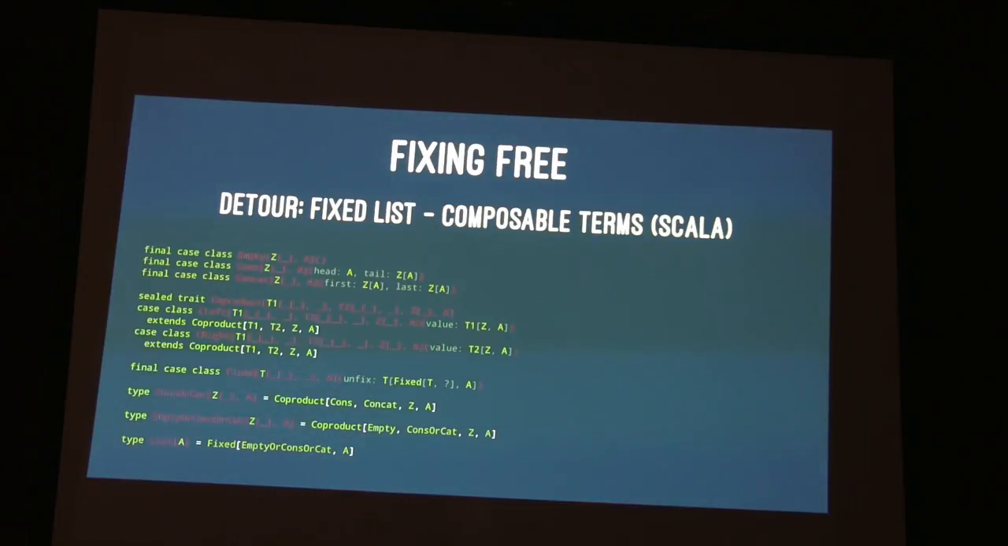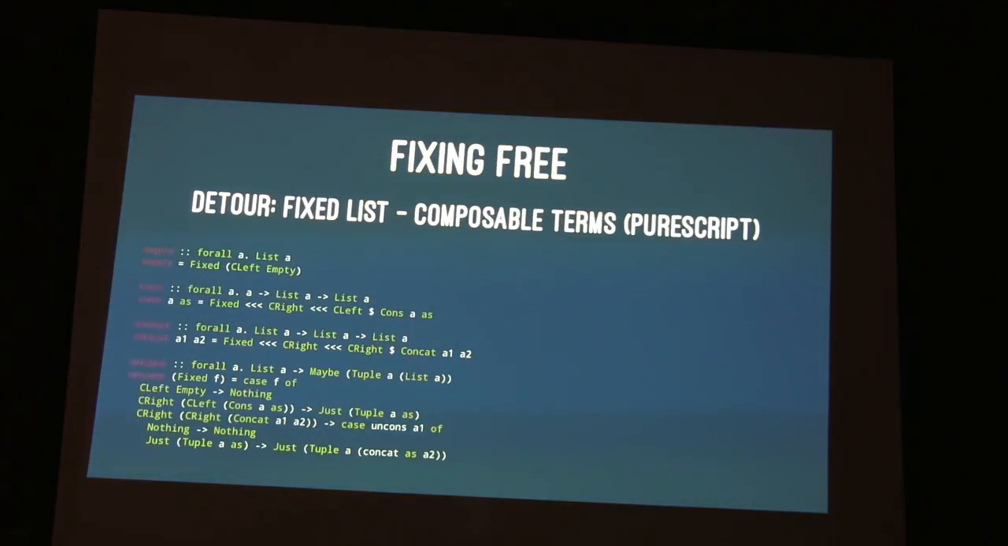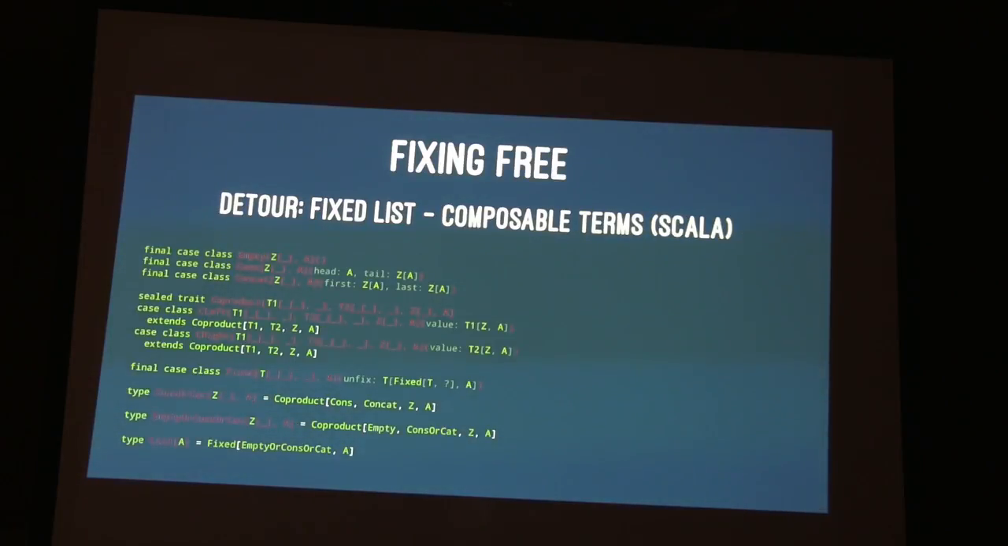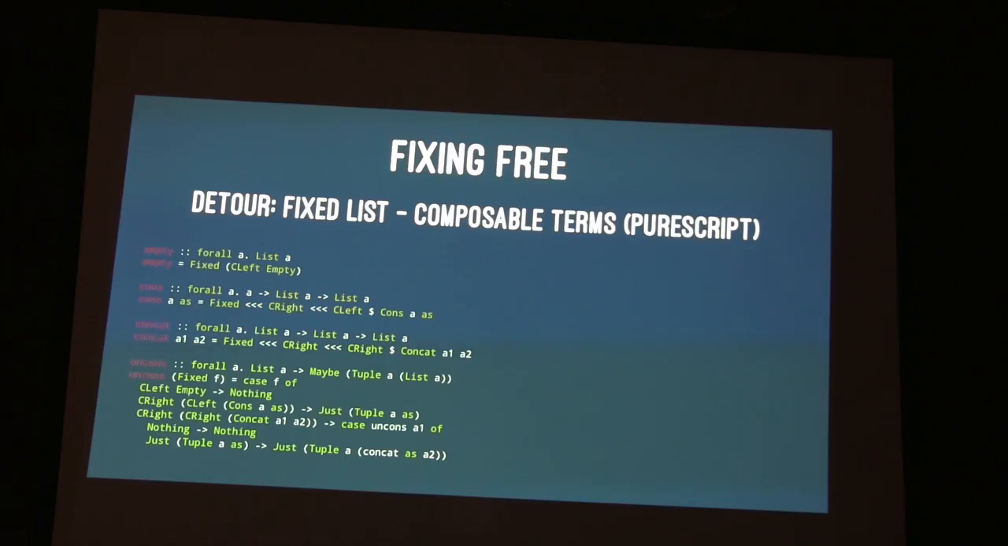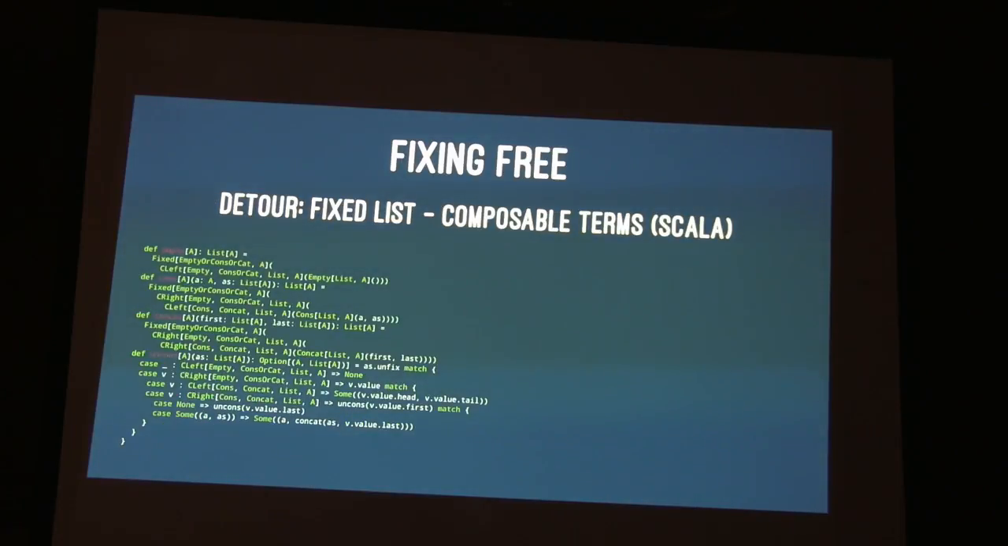And here's the same thing in Scala. The Scala examples get progressively more hideous. You will not believe the last one that I had. And here's how I do empty, cons, concat, uncons, etc. Just implementing all these different cases for what I've defined as a list, which is recapturing the recursion on the coproduct of the empty or the cons or the concat. And same thing in Scala. But this is not bad compared to what's coming.